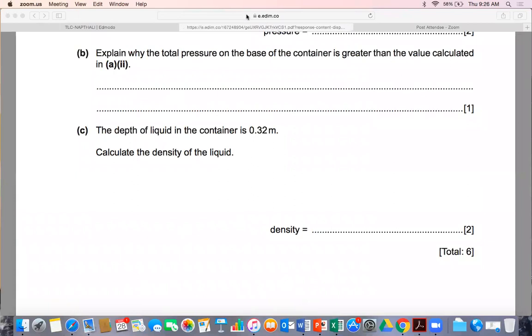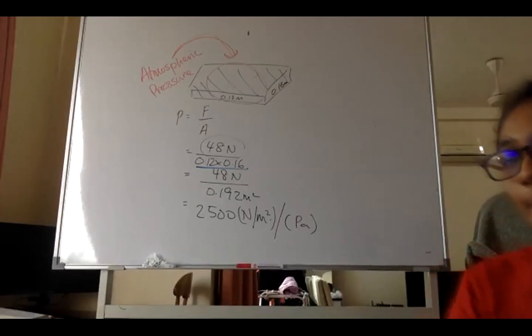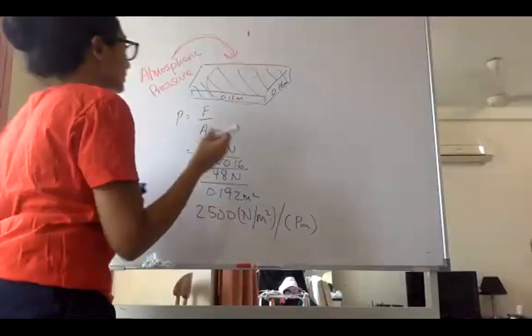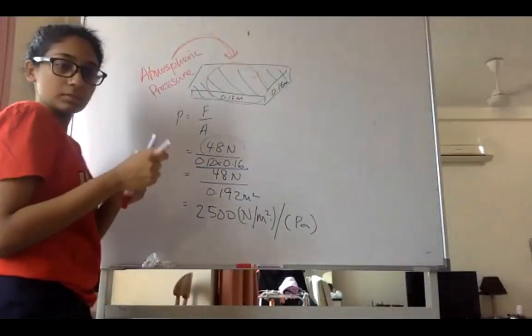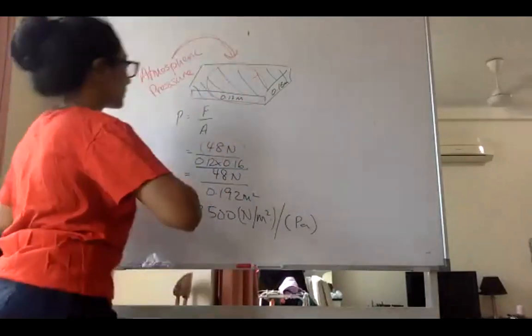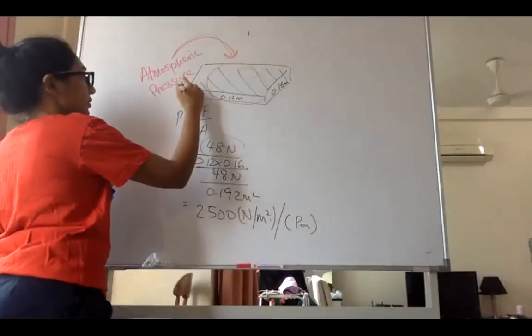All okay so far? Yes. Okay, then we look at the next one. I have the depth of the liquid is 0.32. Back to this, the depth of the liquid, here, this here is 0.32.